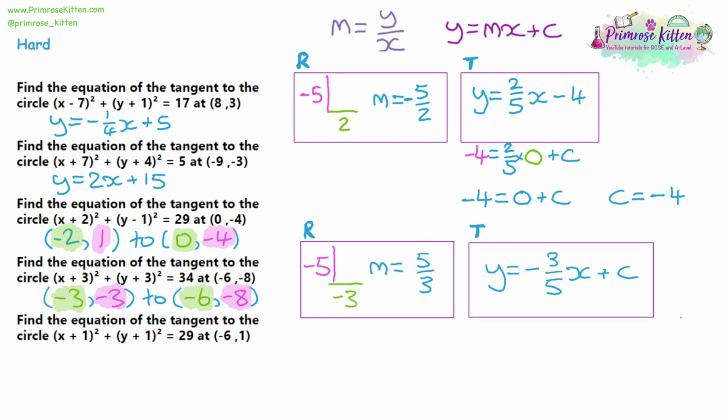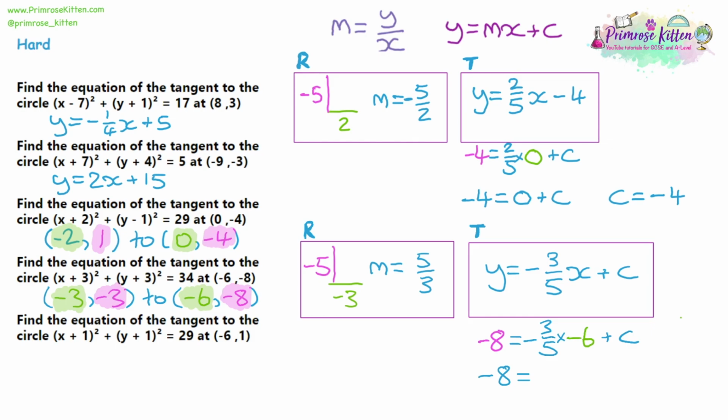We have some values for x and y, and that's -6 and -8. So the x becomes -6, the y becomes -8. Fill in the rest of the equation. y is equal to -3/5 x plus c. So let's work this out. -8 is equal to -3/5 times -6.